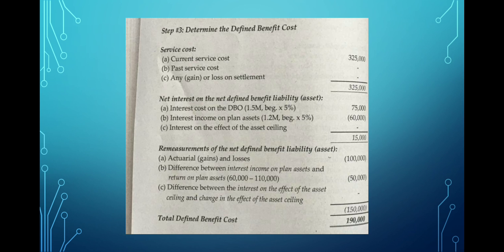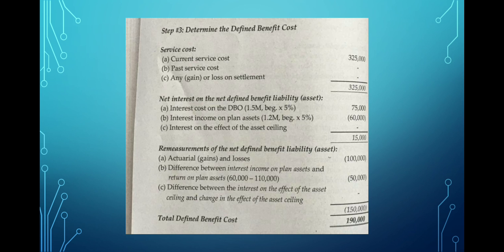Remeasurements of the net defined benefit liability asset: A. Actuarial gains and losses, which is a negative 100,000. And the difference between interest income on plan assets and return on plan assets is negative 50,000. While the difference between the interest and the effect of the asset ceiling and change in the effect of the asset ceiling is blank. So that equals 150,000, still negative.